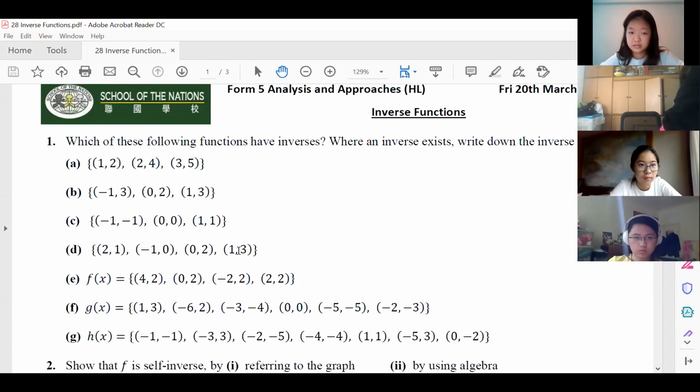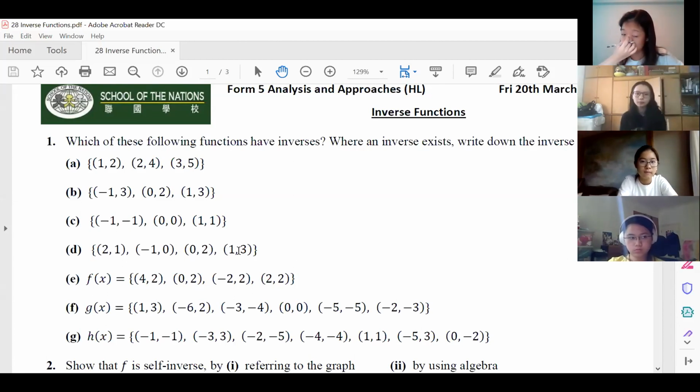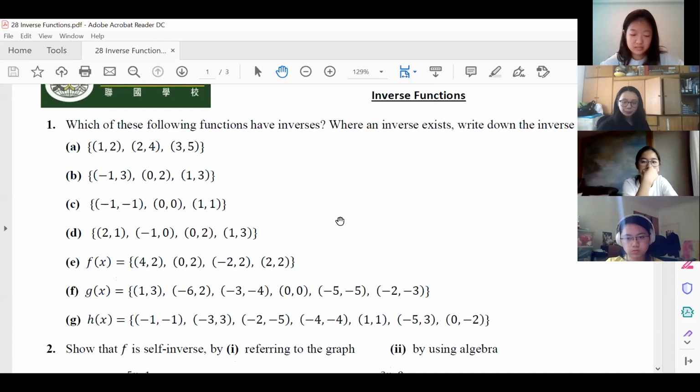Does that make sense? So does it have an inverse? Does it have an inverse now? Yes. Why? Oh, for every y, no wait, for every x. For every pair, yes. There is no same y coordinate. That's it. Last but not the least, let's see.